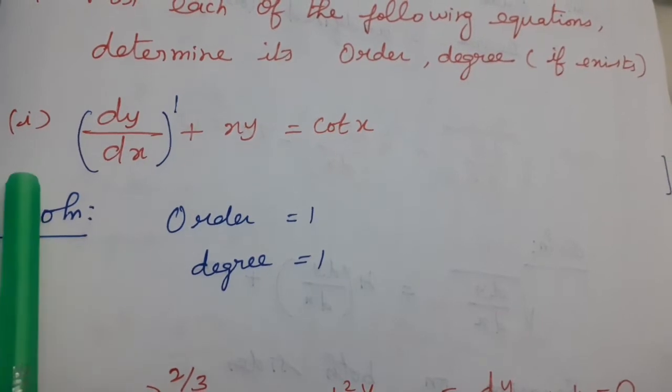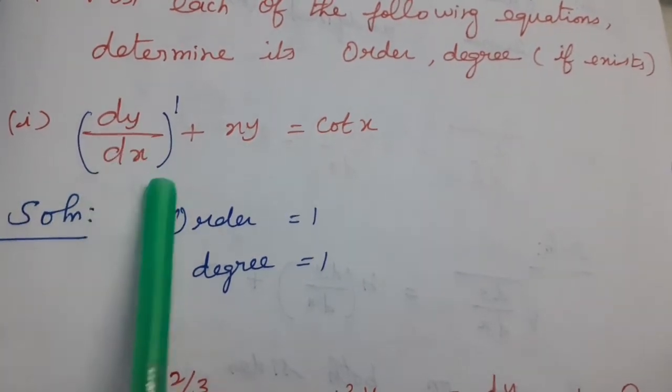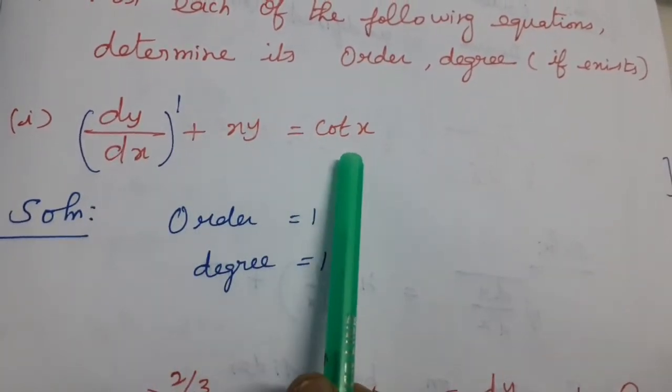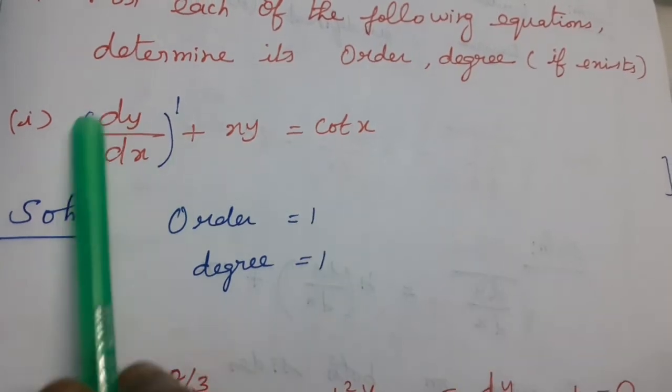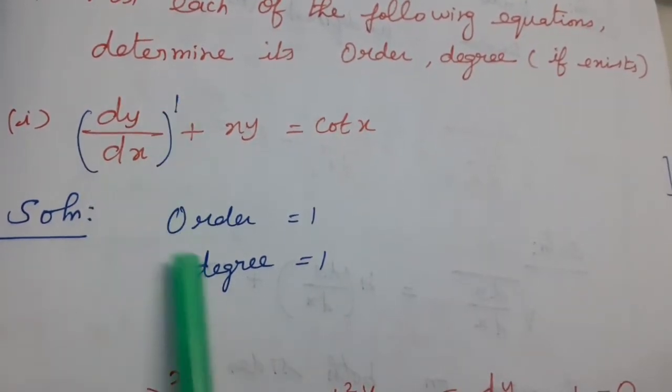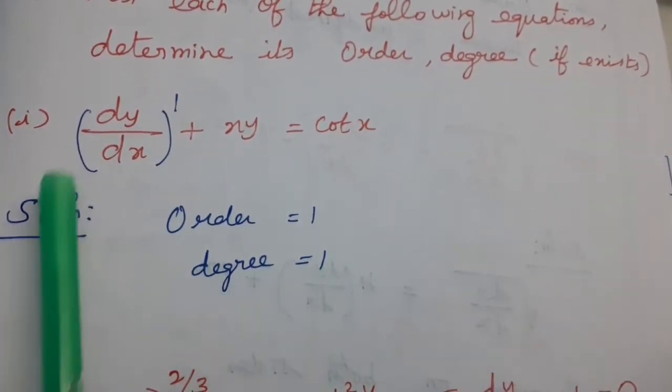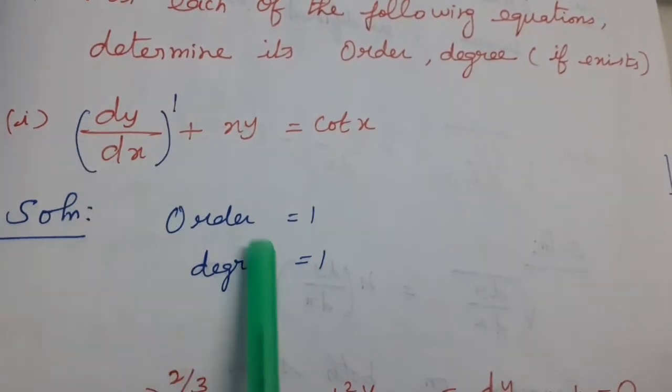So what is the first subdivision? dy by dx plus xy equal to cot x. What is the order? What is the degree? dy by dx, that is, order is 1 as well as the degree also 1. dy by dx whole power 1, degree also 1.